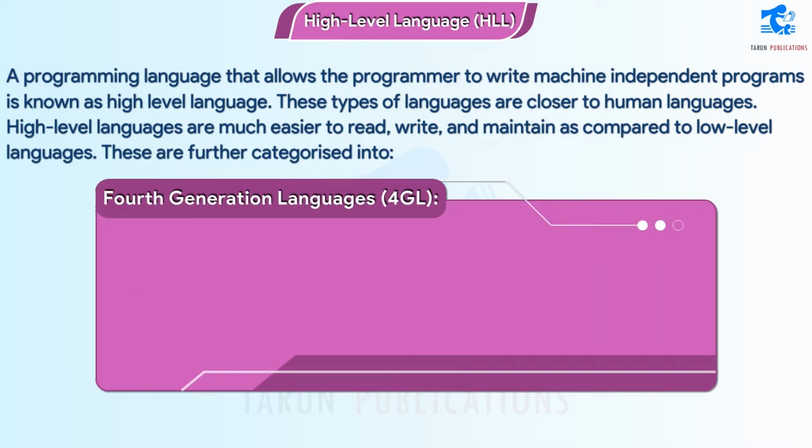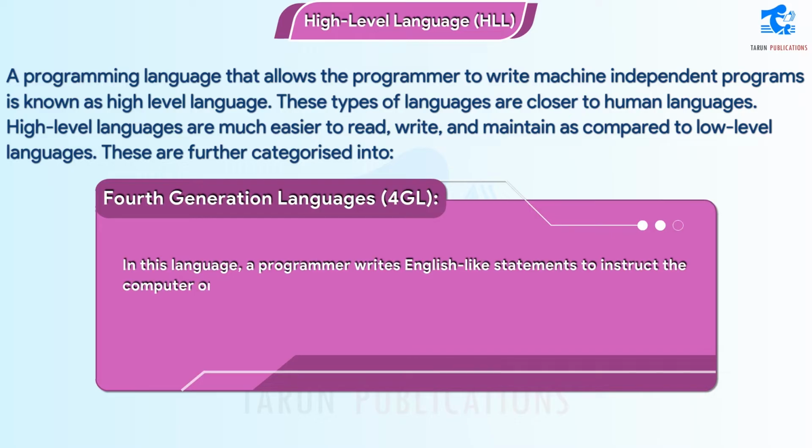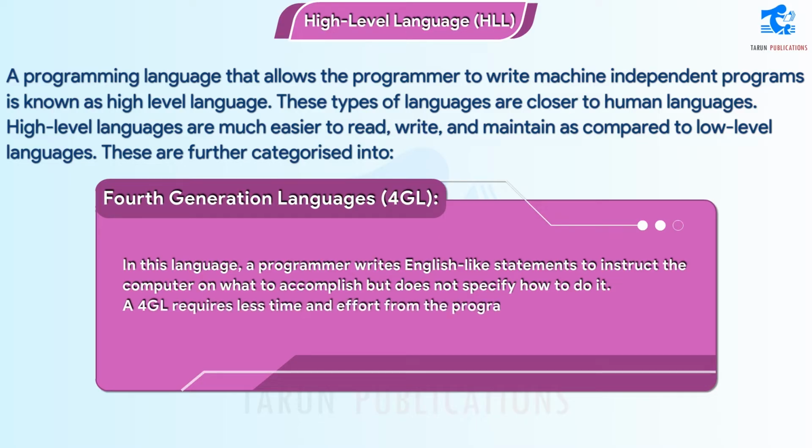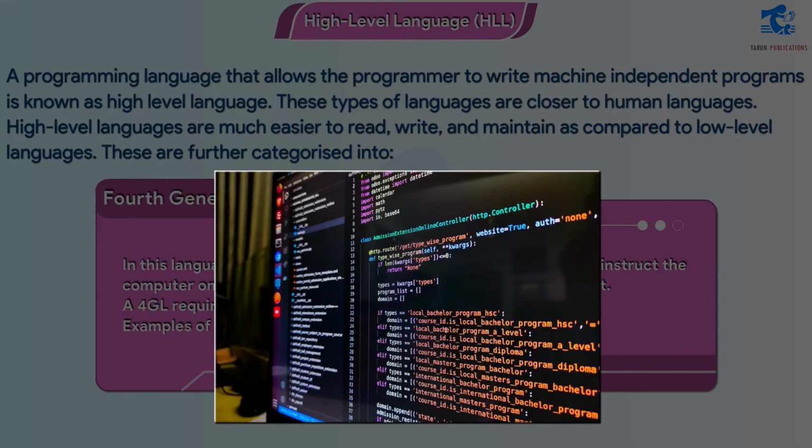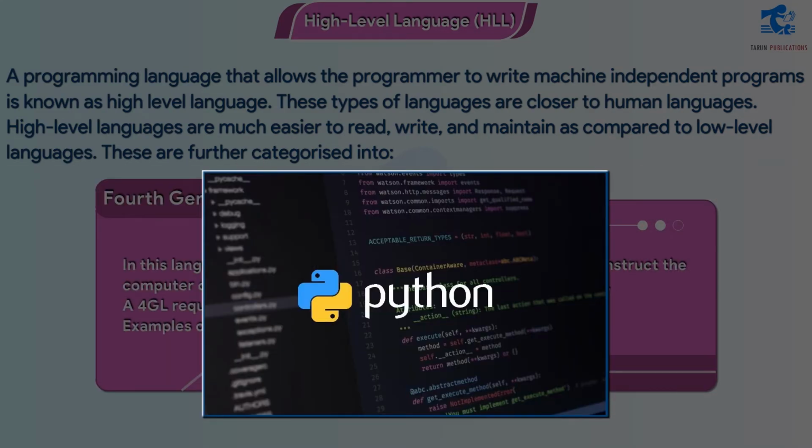Fourth-generation languages, 4GL. In this language, a programmer writes English-like statements to instruct the computer on what to accomplish but does not specify how to do it. A 4GL requires less time and effort from the programmer. Examples of 4GL are SQL, Perl, Python, etc.